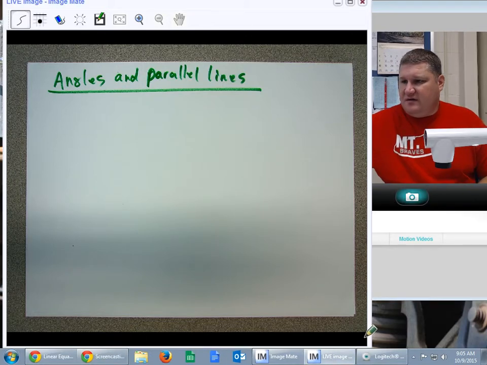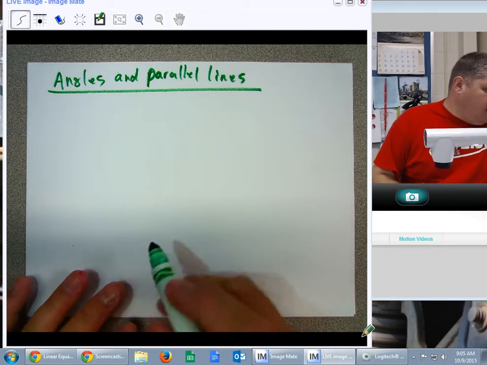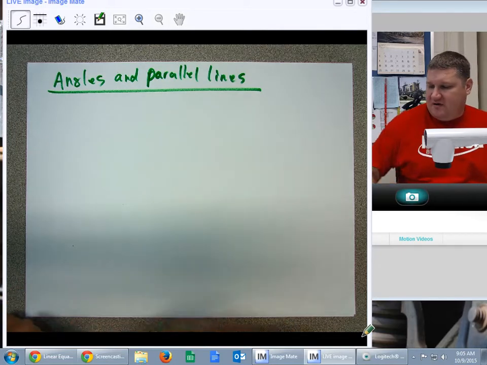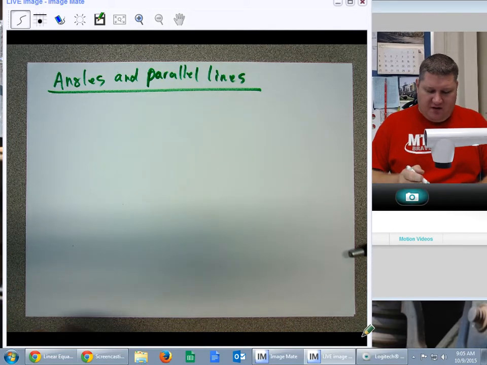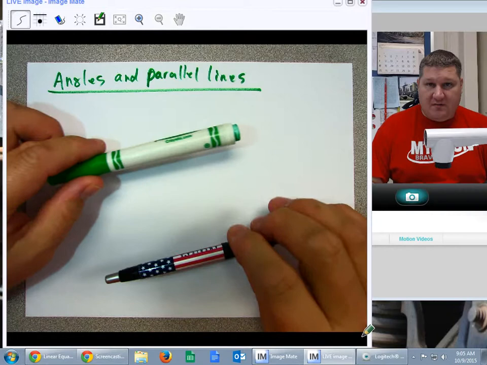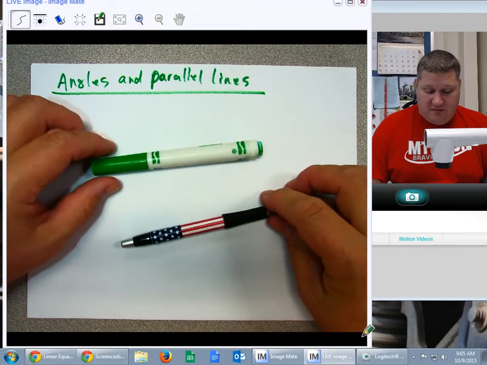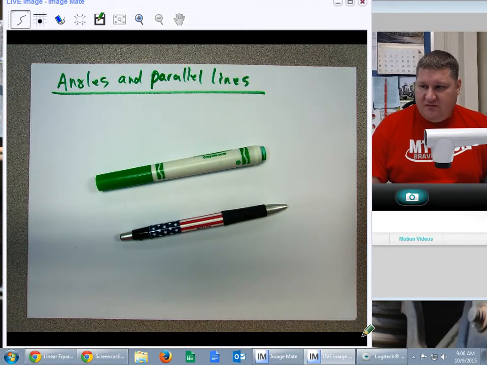Okay, ladies and gentlemen, let's talk about angles and parallel lines. Now, anytime we talk about lines, we can talk about them in either 2 dimensions or, sorry, 3 dimensions. So in 2 dimensions, we have two lines right here.